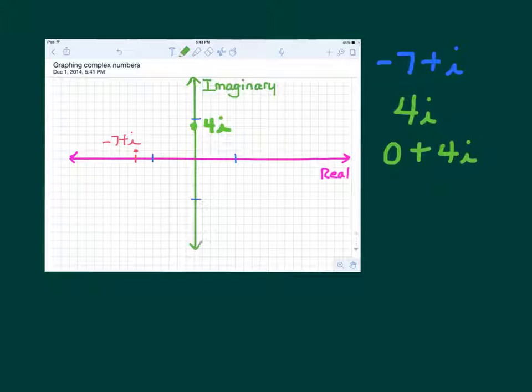Okay, let's do another one. What if we needed to graph 5 minus 6i? 5 is the real part, so we go to the right on the real axis, 5, and then we go down 6 on the imaginary axis. 5 to the right and down 6 on the imaginary. So that would be 5 minus 6i.